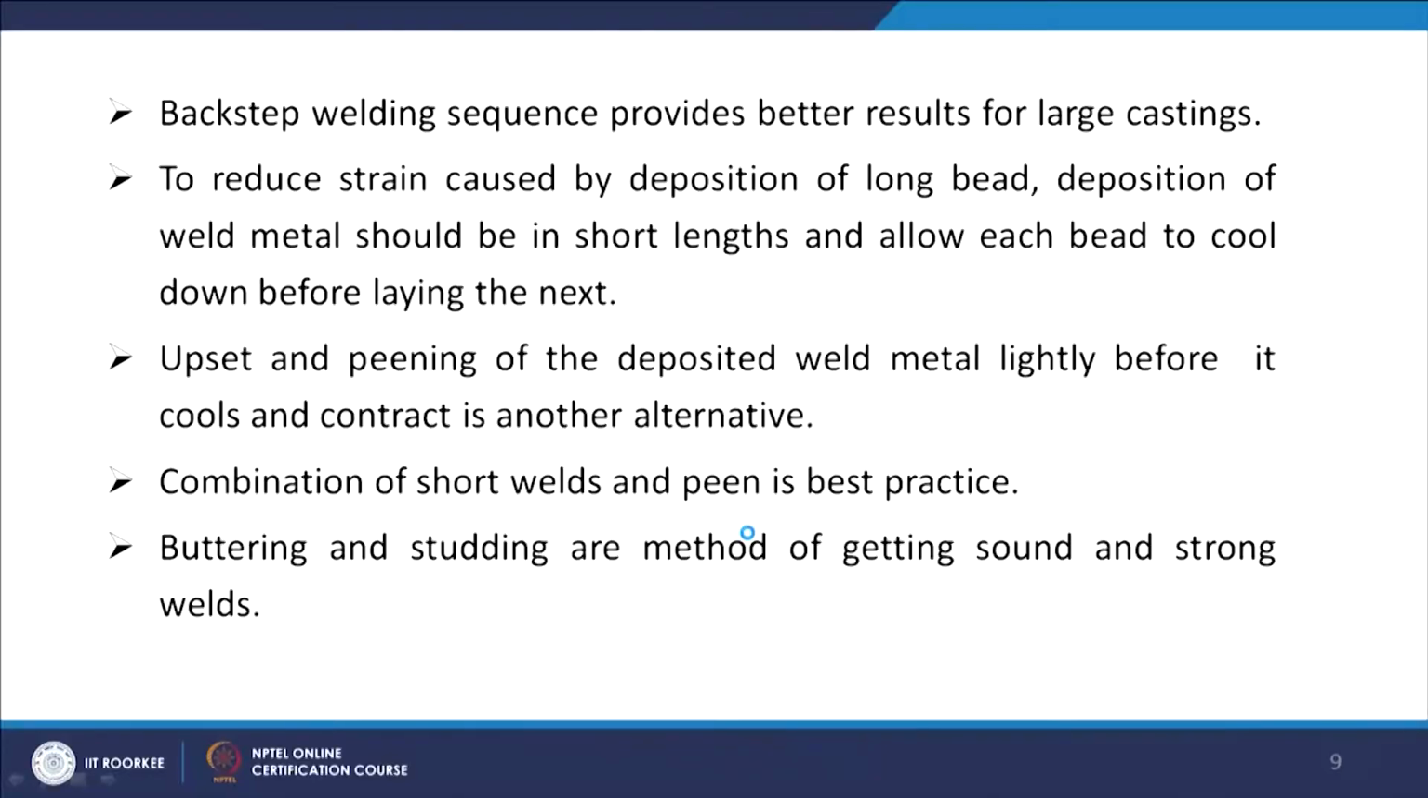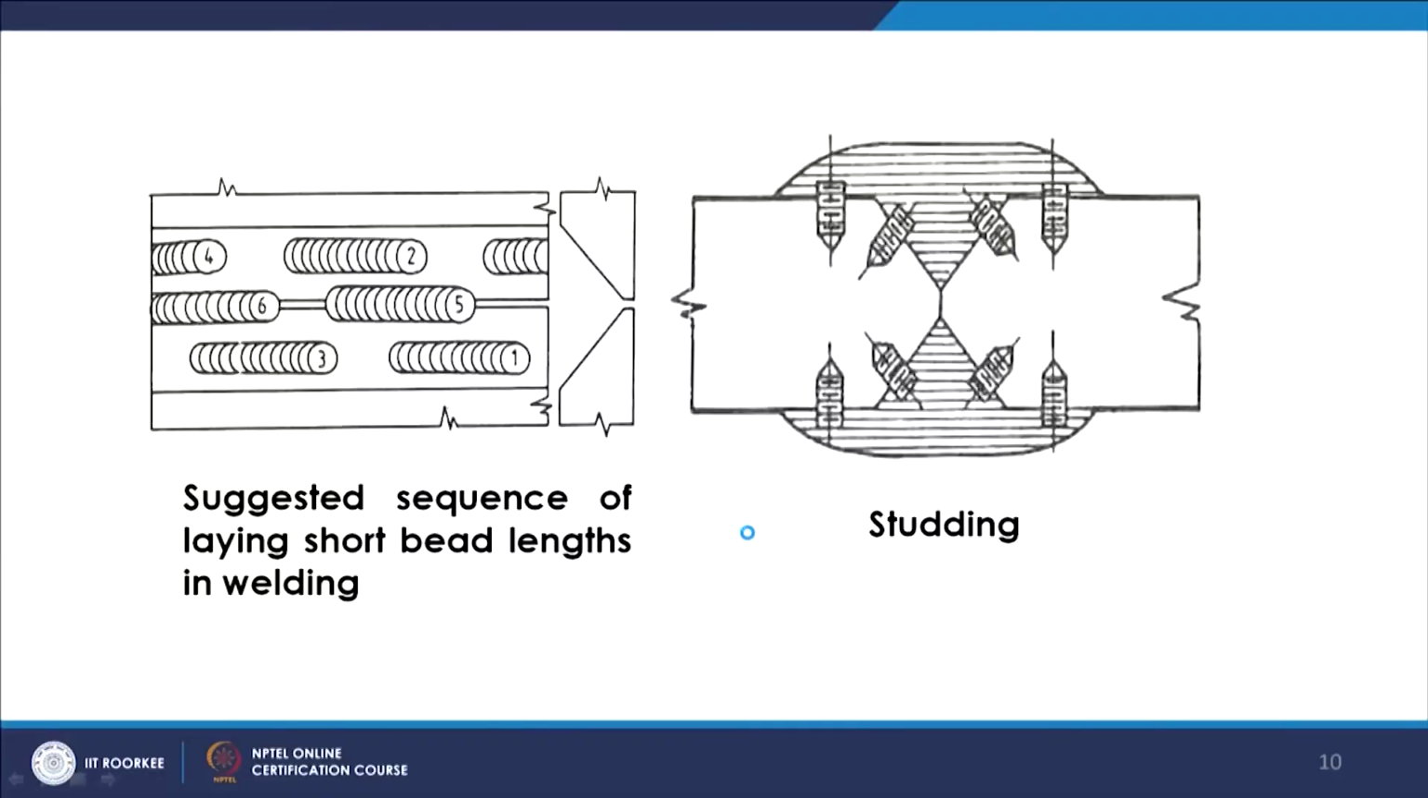Buttering and studding are methods of getting sound and strong welds. What we have studied is the buttering process, where we do the first buttering layer, then go for the final weld metal towards the center, and also do the studding. We do the studding to give quite good strength in those cases. Here it shows the short bead length being provided, and this is the studding way. This is a good welding practice.